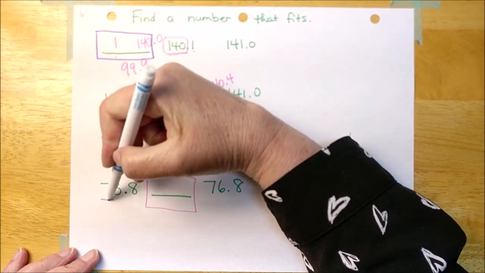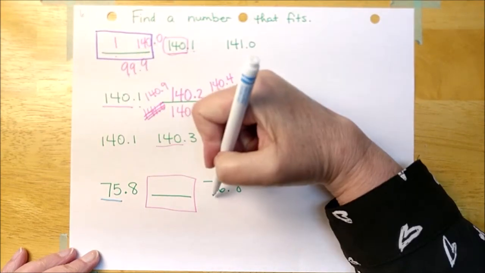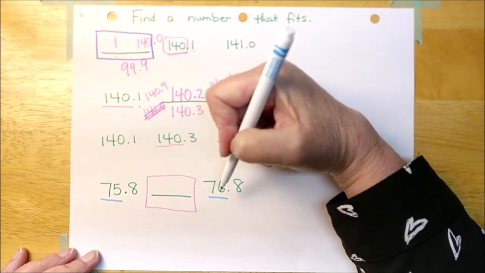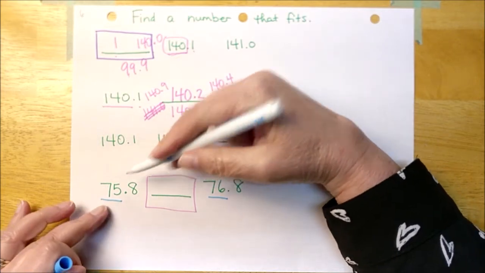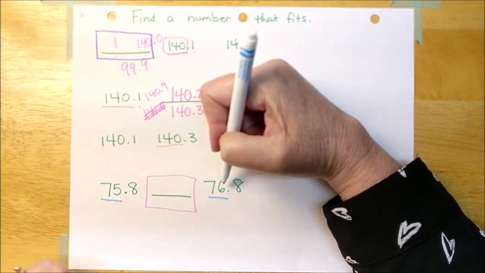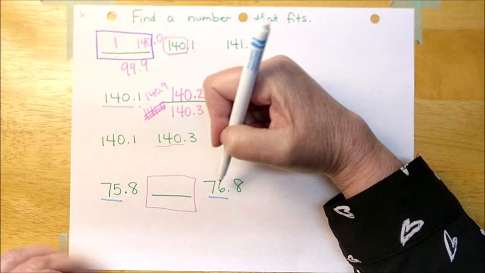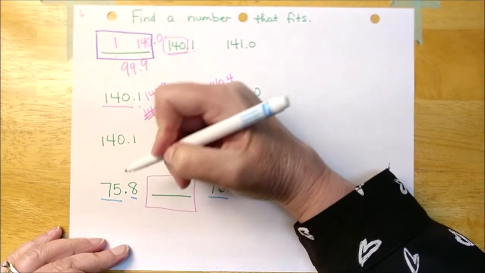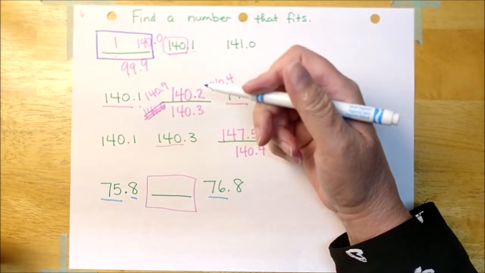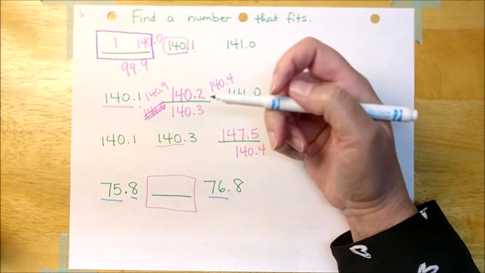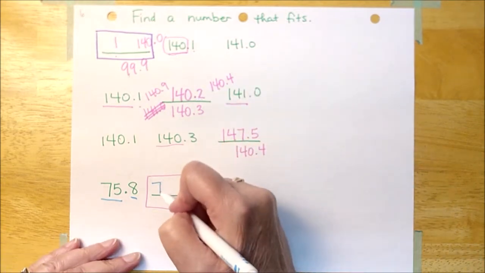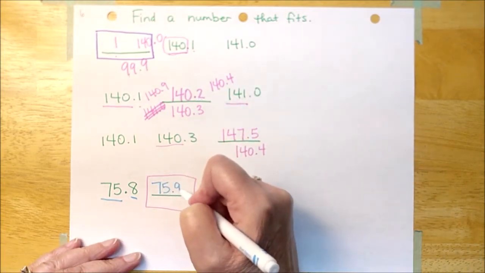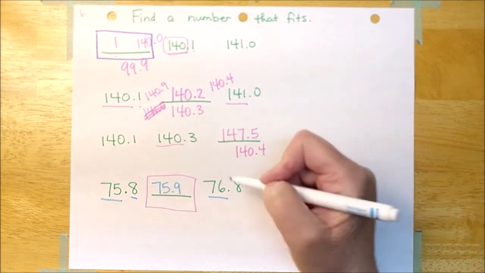So this one is 75, and this one is 76. There are no numbers that come between 75 and 76, so we're going to have to look at tenths. And this is 8 tenths. So I know what comes after 8 tenths. You're right, 9 tenths. So I could say 75 and 9 tenths would come after, and it comes before this one.